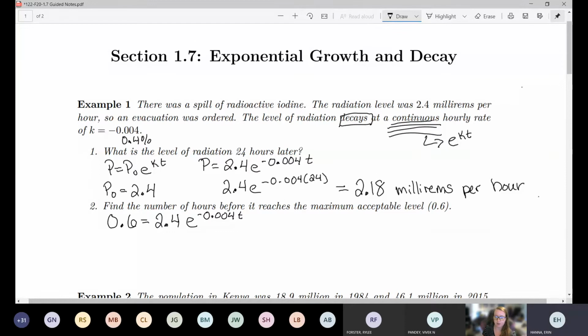And this becomes a situation where we have to solve using logarithms. Again, in this section we have all the tools, now we're doing lots of word problems instead of just, here's an equation, solve it. So as always with solving with logarithms, we want to isolate the exponential term first. So we've got to divide both sides by 2.4, which will result in 0.25.